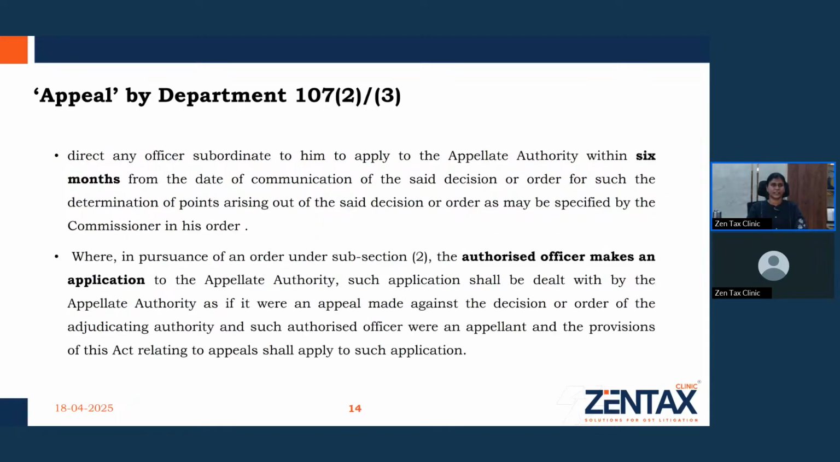Here, the departmental officer may direct any officer subordinate to him to apply for the appeal to the appellate authority within a period of 6 months from the date of communication of such order. Such authorized person can make an application to the appellate authority. Such application shall be dealt with by the appellate authority as if there was an appeal made against such decisions, and such authorized person shall represent the case on behalf of the department also.